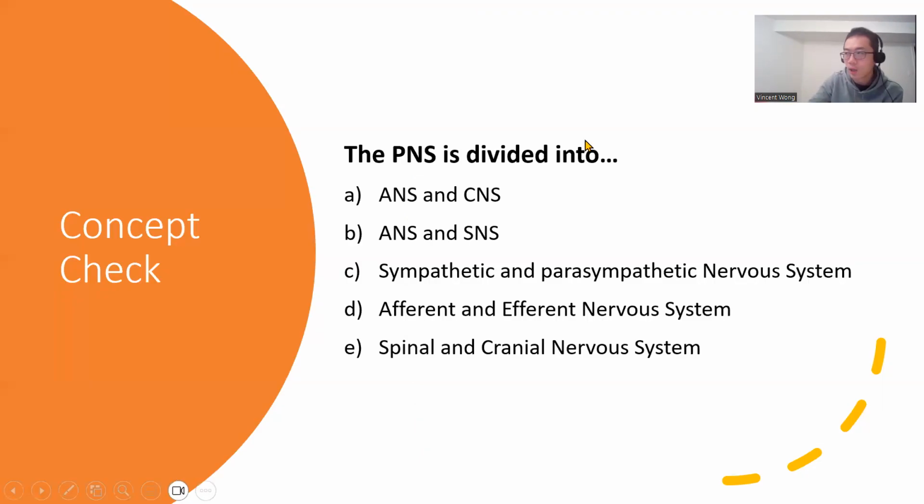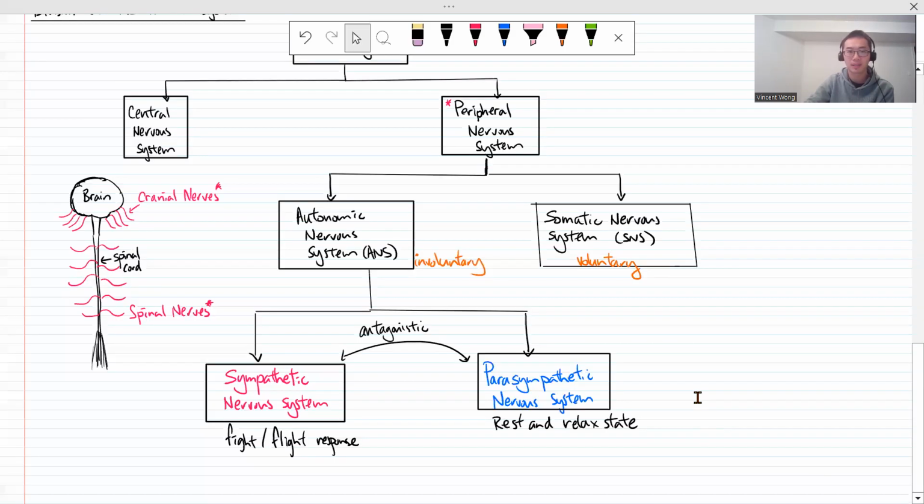All right. So according to the notes, according to the flow chart, the thing we just drew, the PNS is divided into the ANS and the SNS, right? Look here. Literally, PNS is divided into ANS and SNS. Okay, that would be the most correct answer.